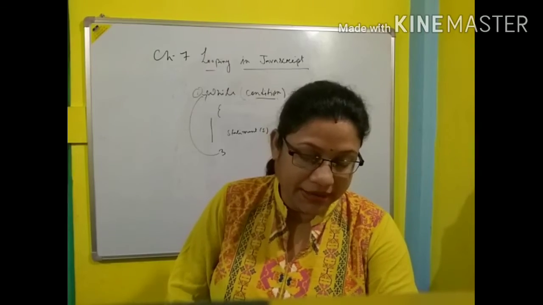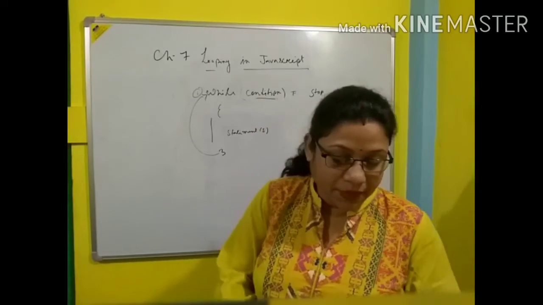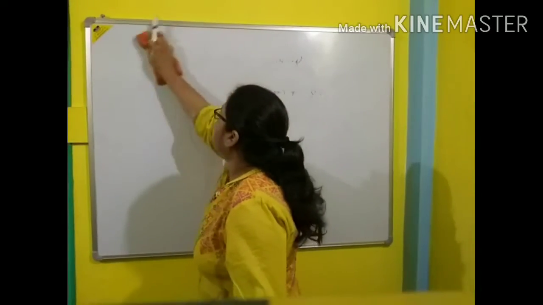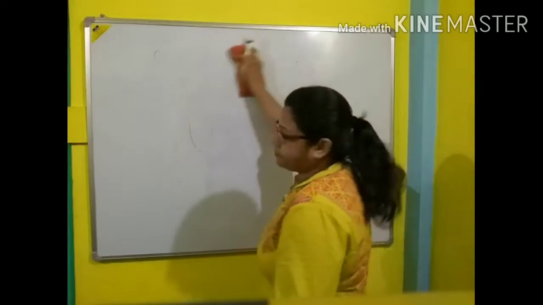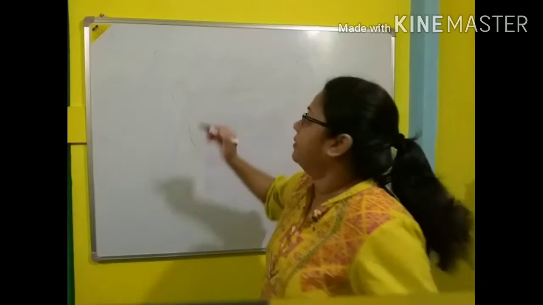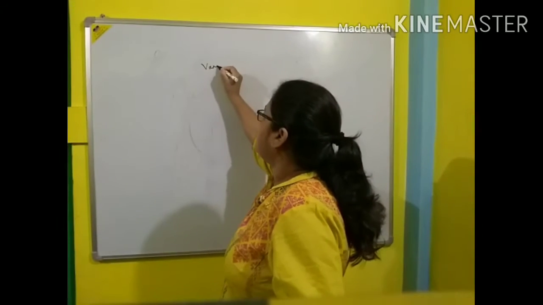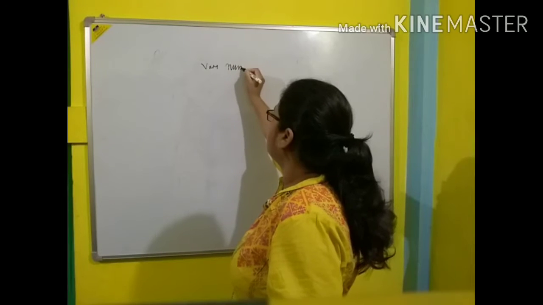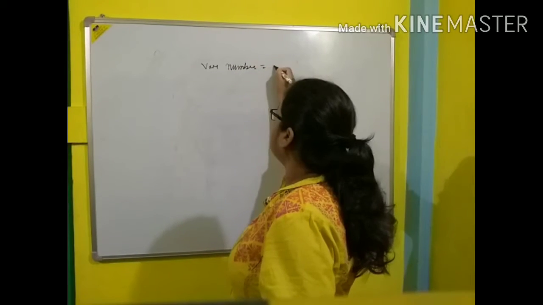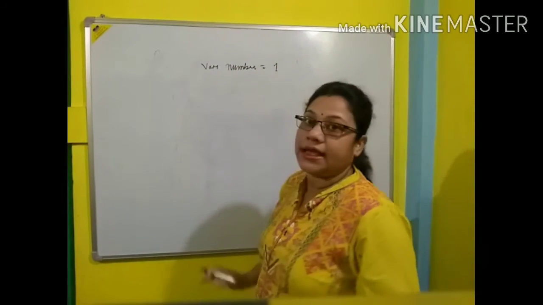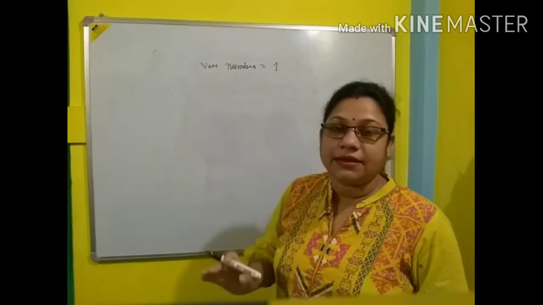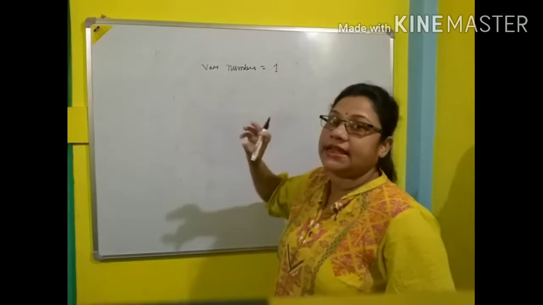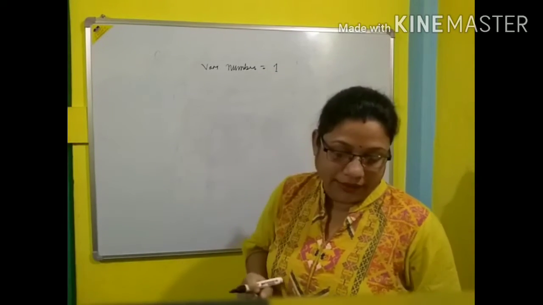So first of all, var number equal to 1. In the program, there is a variable, and the variable name is number. The var keyword is used to declare the variable, then number equal to 1. So this is known as variable initialization. That means whenever you declare a loop variable, you initialize the variable to 1.